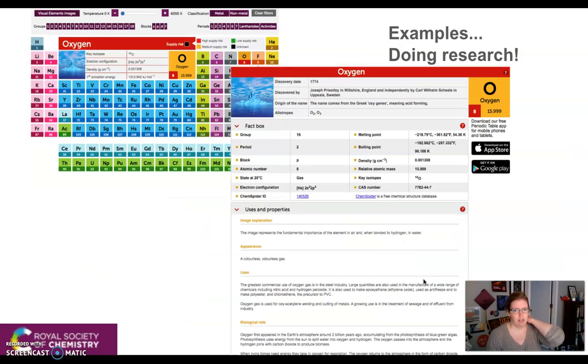Here we have the Royal Society of Chemistry about oxygen. It's got a lot more scientific data that may or may not be very useful for you, but the uses and properties are pretty nice. It's used in the steel industry. Interesting. So I can see some things here. This reading level is a little bit higher, even though it's pretty short text. But I'm going to go along and do my research, write down in my research guide.